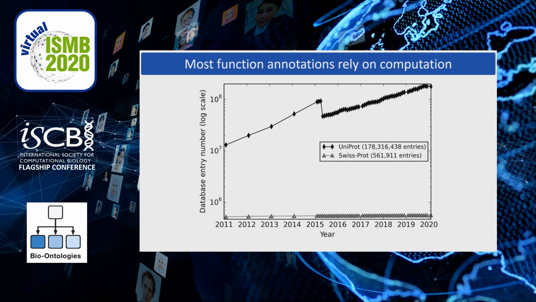Such a high portion of computational annotations is partly due to the exponential growth of the UniProt database shown in the black curve, which has 180 million entries in 2020, while only 561,000 are manually annotated proteins in Swiss-Prot shown in gray. The common usage of computational predictions in large databases inevitably introduces errors, which we aim to study.